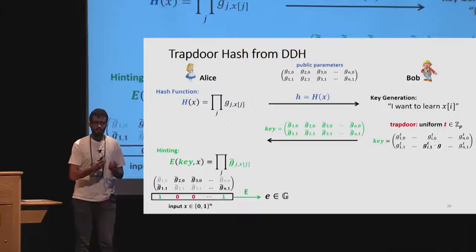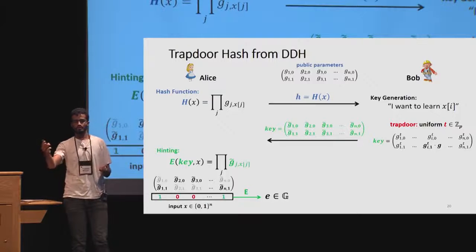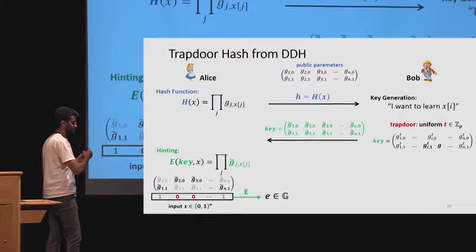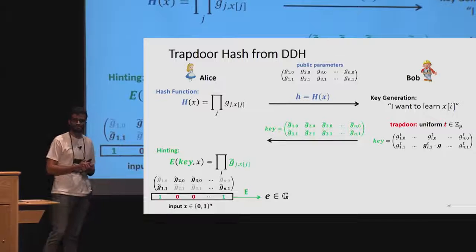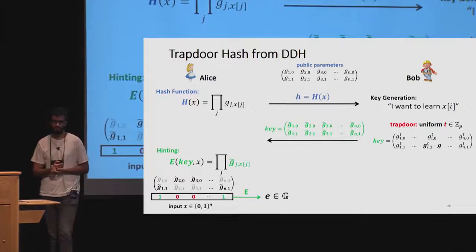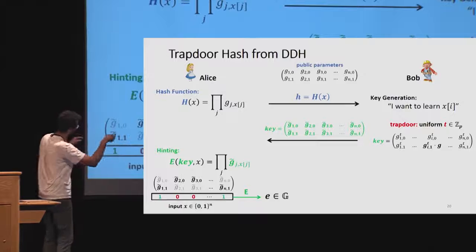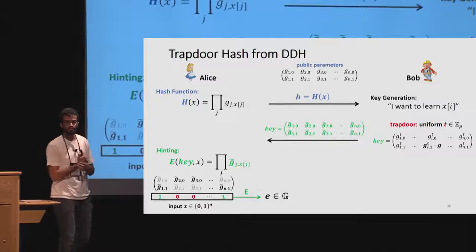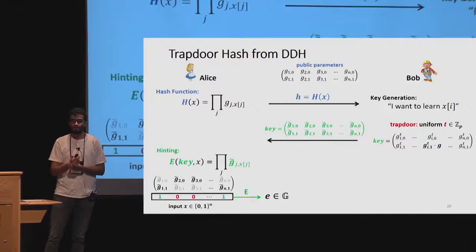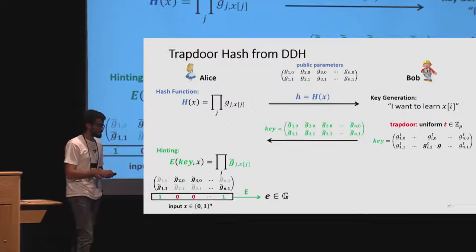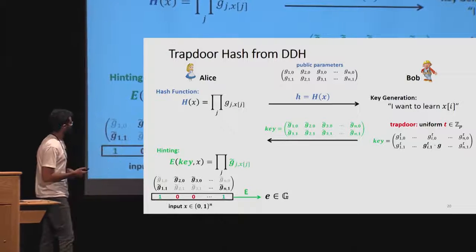So now I want to show you how Alice can compute a hint that will eventually let Bob recover xi. And the way she's going to do it is very similar to the way she computed the hash before, except now she's going to use the g tildes rather than the g's. So again, she's going to go over the matrix and take the corresponding group element from every column. She's going to multiply everything and get this group element, which is the hint, e. So again, we define it as this product.